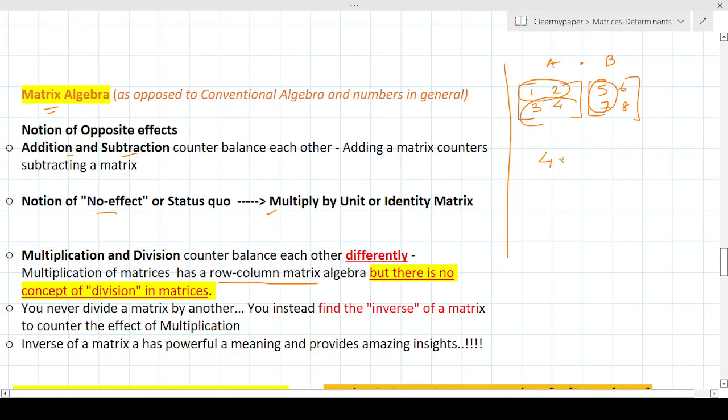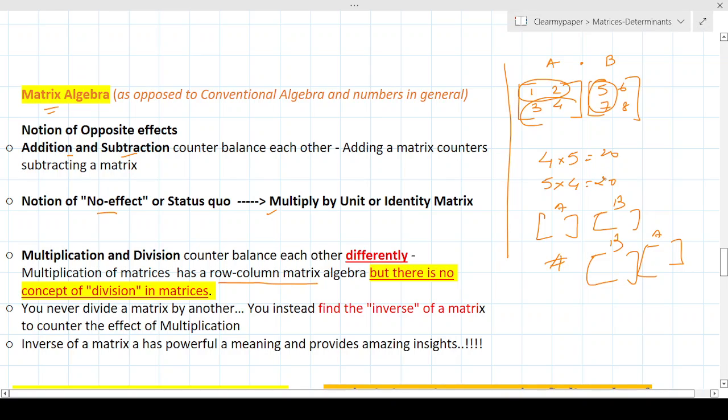where we multiply simple numbers. 4 into 5 is 20. In algebra the order does not matter: 5 into 4 is also 20. But in matrices the order matters. That's a difference. A times B is not equal to B times A. We know that order matters in matrices, but still the concept of multiplication exists.